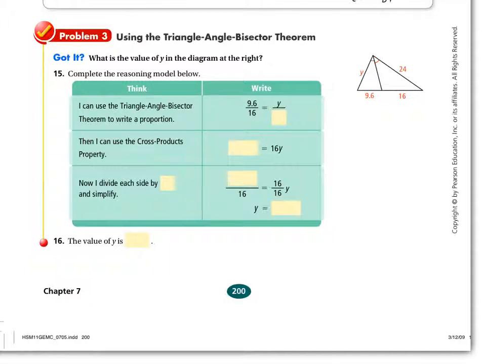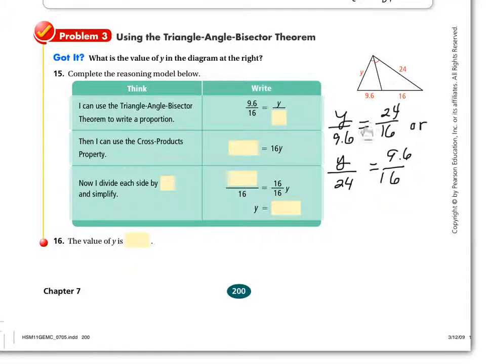So you could have y is to 9.6 as 24 is to 16. So I went from top down. Or you could go from left to right. We could do y is to 24 as 9.6 is to 16. So let's just stop and look at these two for a minute. Isn't the y and the 16 cross products? And the 9.6 and the 24. And same thing here, the y and the 16 are cross products, and so is the 9.6 and the 24.